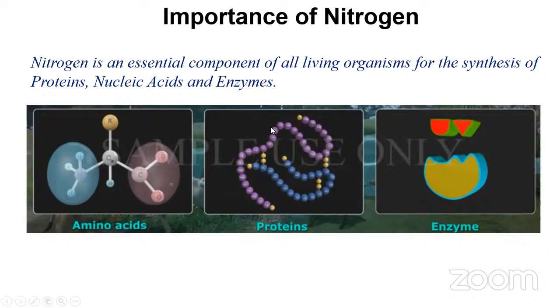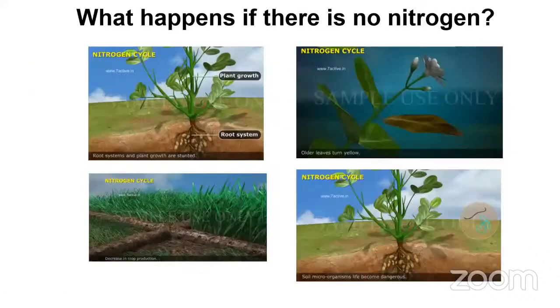So we can see how important nitrogen is for living organisms. The next question we can ask is, what will happen if there is no nitrogen in the atmosphere? When there is no nitrogen in the atmosphere, this will lead to reduction in plant growth, as well as reduced growth of the root.